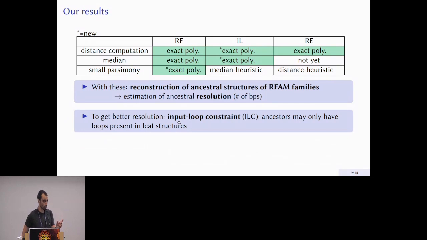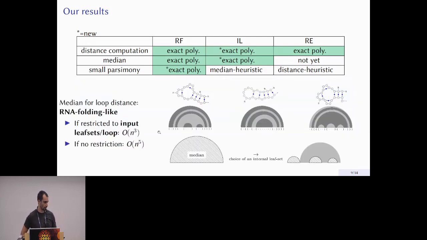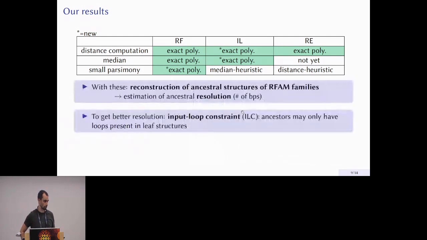Okay. And to get a better resolution, one of the things we do is we also introduce an input loop constraint. So we restrict the ancestors to only have loops or internal leaf sets present in the leaf structures. Okay, so that reduces the complexity of the median computation and also constrains the ancestral structures to look more like the leaf structures.